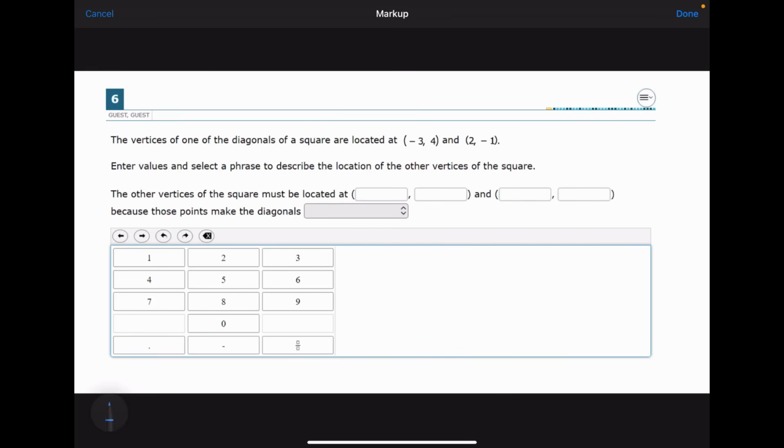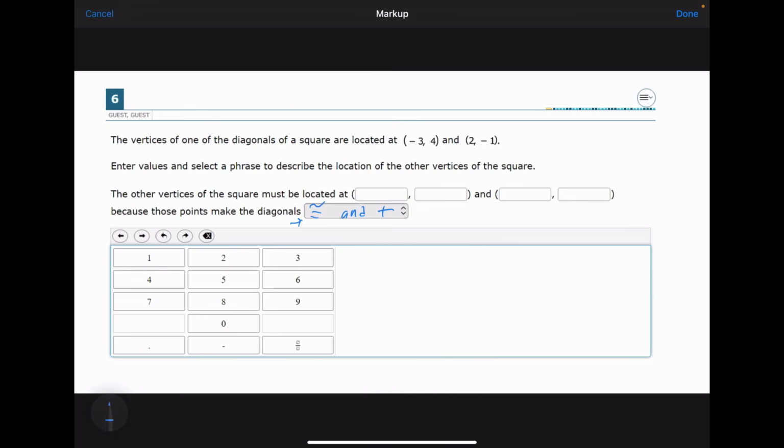Here we have question 6. The vertices of one of the diagonals of a square are located at -3, 4 and 2, -1. Our job is to find the vertices of the other diagonal and then comment on the properties of the diagonals of a square. So let's do this in reverse order. Here, this drop down, I haven't written the options for this drop down, but one of the options is that diagonals of a square are both congruent and perpendicular, and this is the correct statement here.